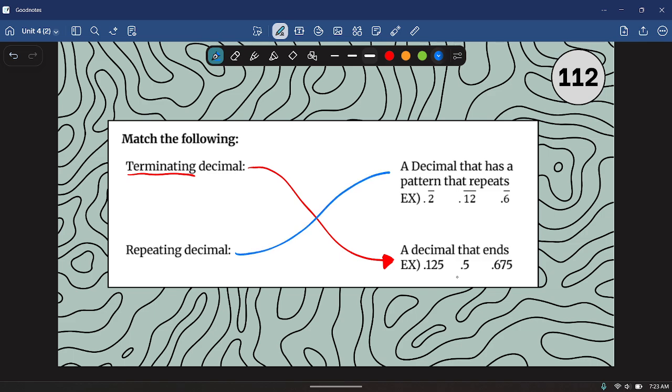Repeating is pretty straightforward. It just means it repeats. It happens over and over and over again, right? The sun is repeatedly rising every morning. A repeating decimal is a decimal that has a pattern that repeats. Example: 0.2 with a vinculum over it. We're about to learn that word here soon. It's the same as the 2's going on forever and ever.